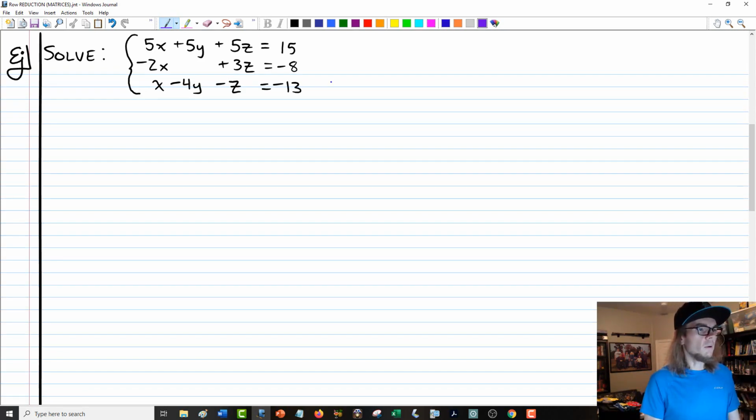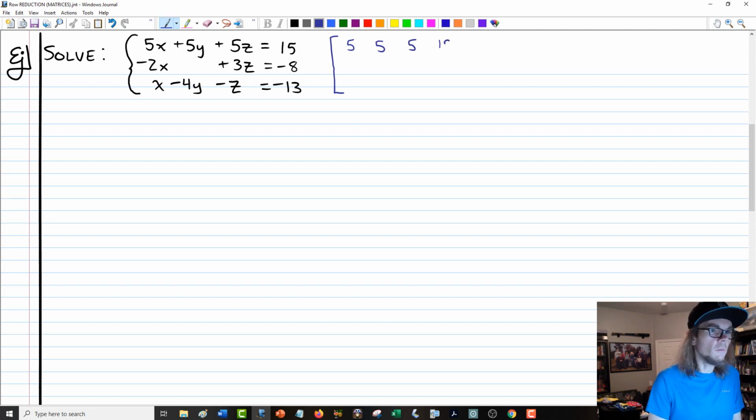So in here, the first thing I want to do is transform this into a matrix. We'll go with the classic style first. So going coefficient by coefficient, we'll have 5, 5, 5. Sounds like a Hollywood phone number.